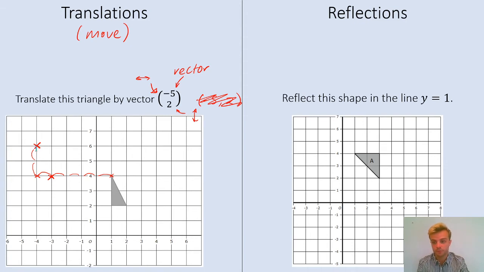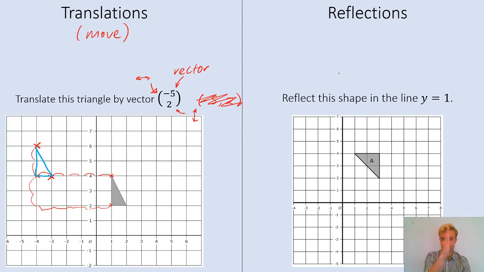But if it's a more complicated shape, it is absolutely fine to take another corner and move it 5 squares left and 2 squares up. And let's just prove that that works. Let's pick this corner. We'll move it 5 squares left, 1, 2, 3, 4, 5, and 2 squares up. And look at that. That is where we thought the corner should go. That's a translation.